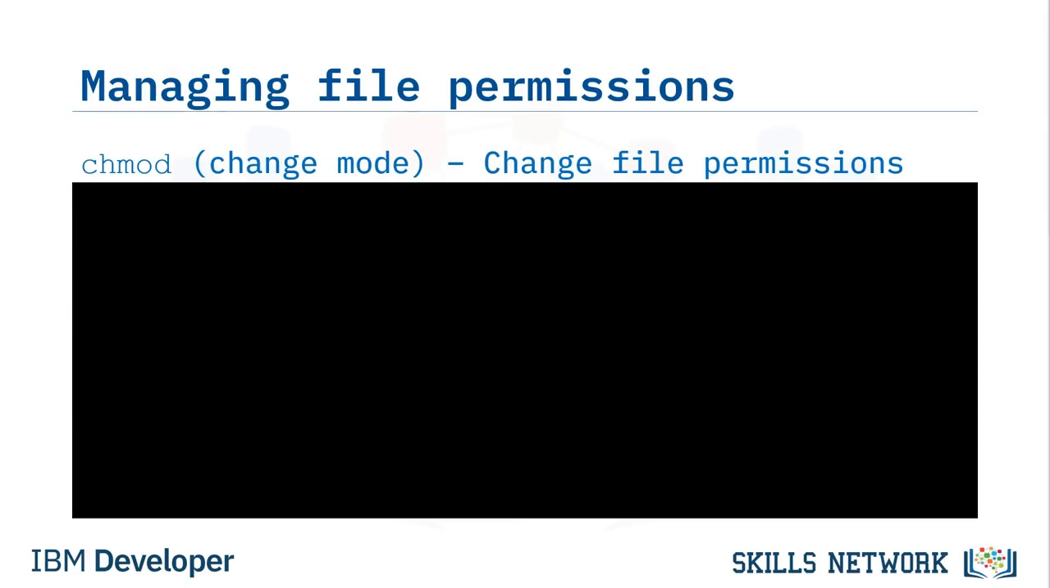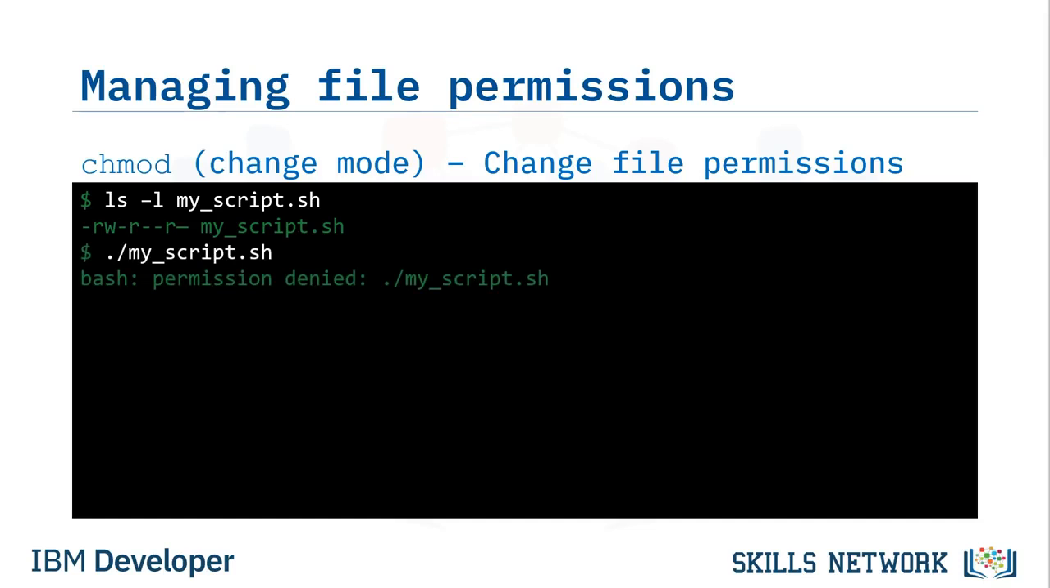chmod stands for change mode and is used to change read, write, and execute permissions on files. Suppose here you have created a shell script file in your current directory called my_script.sh that echoes "Learning Linux is fun." Entering ls -l my_script.sh shows that your shell script has read and write permissions as indicated by the r and w characters. But if you try to execute the file, you get a permission denied error.